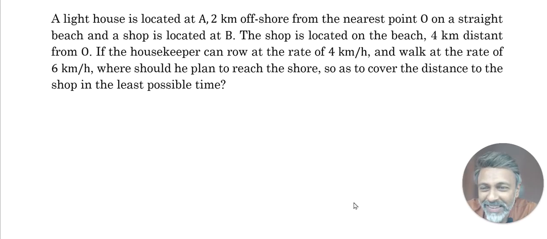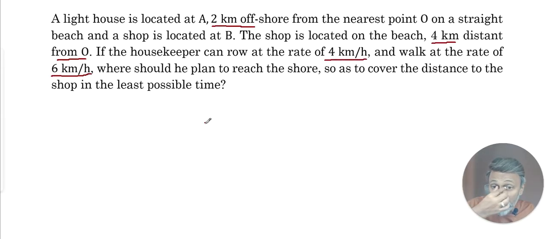Let's do one more. The lighthouse is located at point A, 2 kilometers offshore from the nearest point O on a straight beach. So the lighthouse is inside the water somewhere, and a shop is located at B. We assume that the shop is along the beach. Let's read further. So the lighthouse is 2 kilometers inside. The shop is located on the beach 4 kilometers distant from point O. If the housekeeper can row at the rate of 4 km per hour and walk at the rate of 6 km per hour, so rowing speed is 4 and walking speed is 6, walking is faster, where should he plan to reach the shore so as to cover the distance in the least possible time?